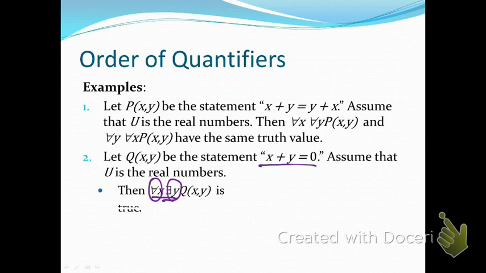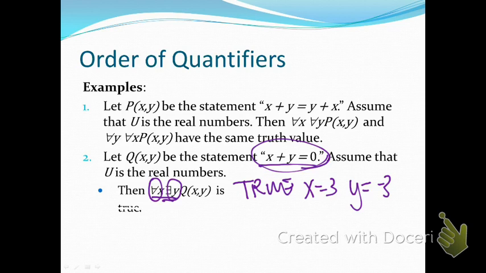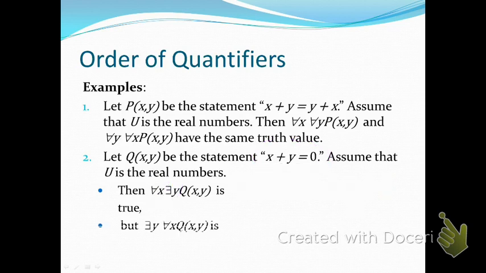The way this is written now, this is a true statement. Why is this a true statement? For all x, any x I choose, let's choose x to be 3. There exists a y, say negative 3, that when I add the sum, I get 0. But if I change my order, so this time there exists a y for all x, this says there exists a y. Let's choose a y.